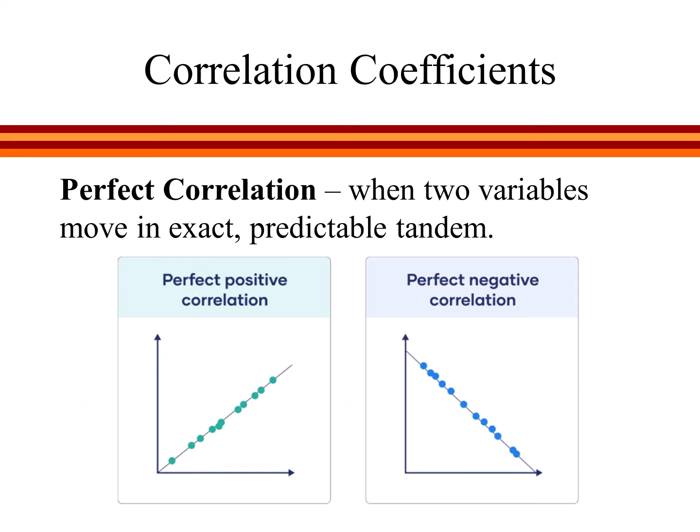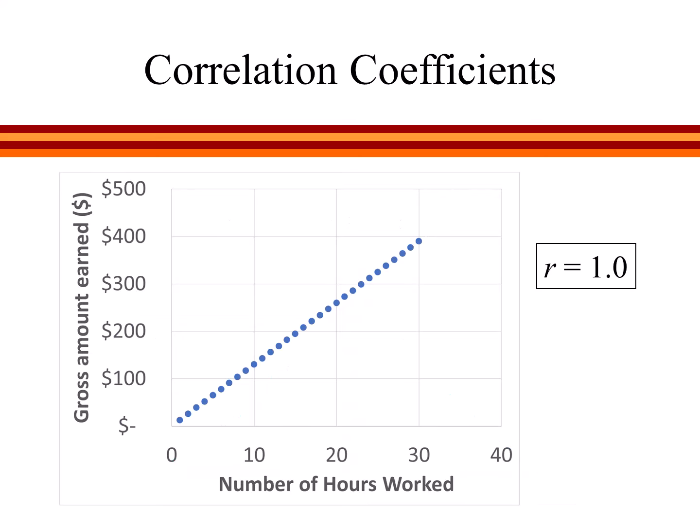In a perfect correlation of positive or negative 1.0, this means that the variables move in perfect lockstep with one another. In other words, increasing or decreasing the x variable by 1 unit always increases or decreases the y variable by the same amount. For example, if you are paid $13 an hour, then the number of hours you work and the gross amount of money you earn will share a perfect relationship, where each additional hour you work earns you exactly 13 more bucks.